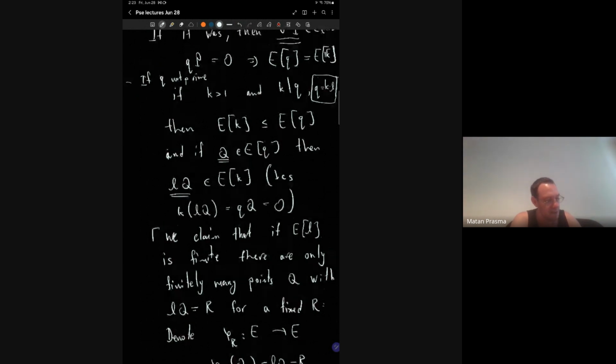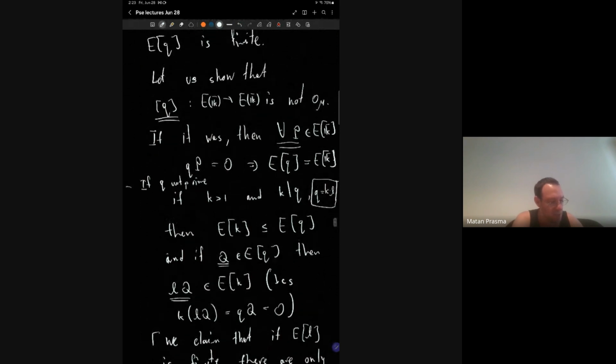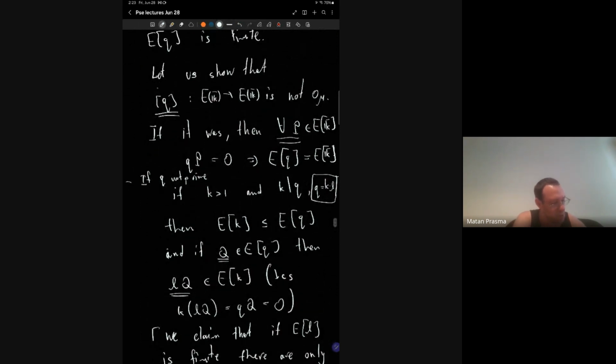I'm saying we are in the case where we are assuming that a Q is not the zero map. This is the orange assumption. Sorry, we don't assume. We want to show that a Q is not the zero map. So we assume that it was.